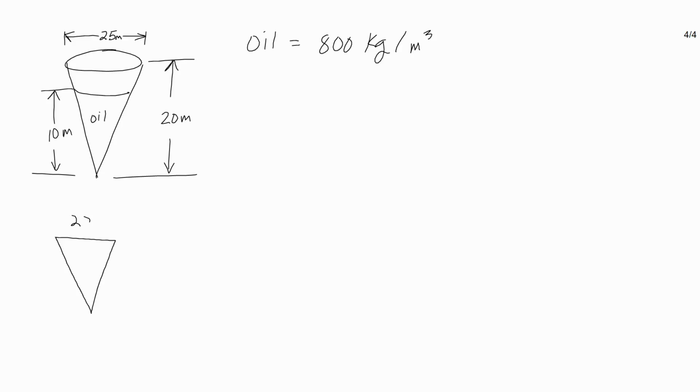25 and 20, and then the little triangle, I would set up the same way. The only difference is this is going to be, instead of R, it's going to be what? 2R or D. But you want it in terms of R, so 2R.